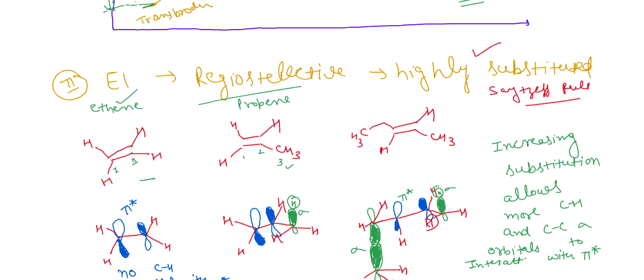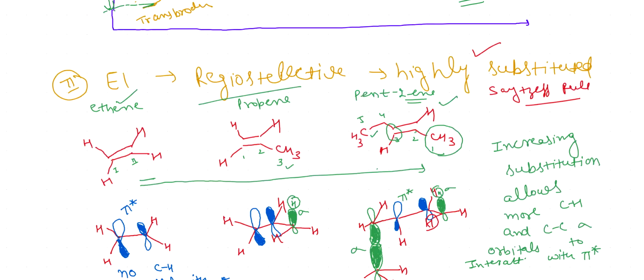Clear? Then look at another example: 1, 2, 3, 4, 5. This is pent-2-ene. In this, carbon number 2 is attached to one methyl group and carbon number 3 is also attached to a methyl group. So there are two alkyl groups in this. As I am moving from left to right, the number of alkyl groups has been increasing. So substitution is increasing from left to right.